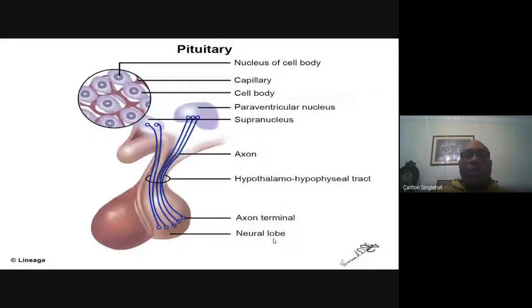And this is what the posterior pituitary looks like. You guys see this is a beautiful image here. Supraoptic nucleus, paraventricular nucleus here, and they're bringing their axons down to the posterior pituitary, and then all the ADH and the oxytocin will be stored in the posterior pituitary in those axon terminals you guys see here.